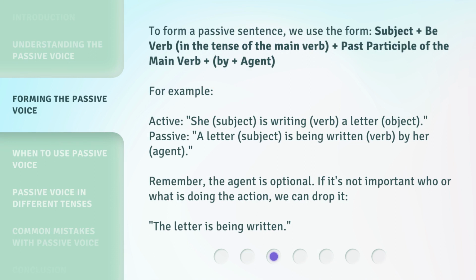To form a passive sentence, we use the form: subject plus be verb, in the tense of the main verb, plus past participle of the main verb, plus by plus agent. For example, active: She (subject) is writing (verb) a letter (object). Passive: A letter (subject) is being written (verb) by her (agent).